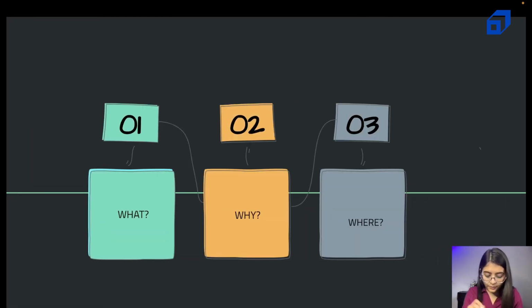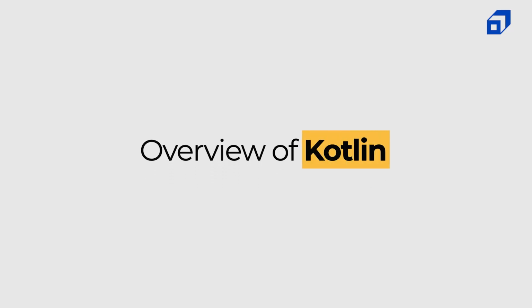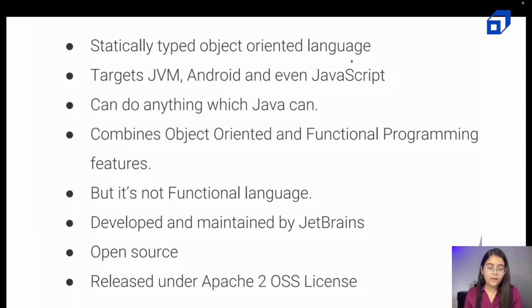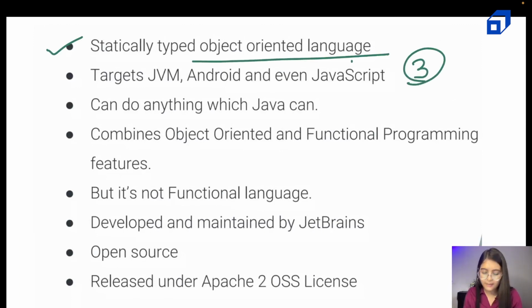So first of all, I will talk about what is Kotlin, why Kotlin, and where Kotlin is used. So let's get started. Talking about what is Kotlin. Kotlin is a statically typed object-oriented language. It targets mainly three platforms. Number one, JVM, that is Java Virtual Machine, and Android as well as JavaScript.